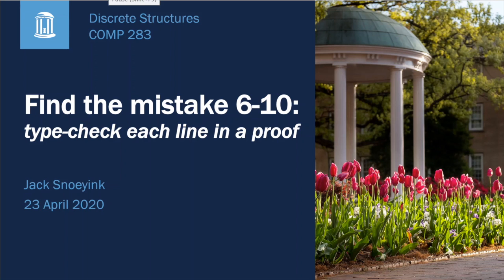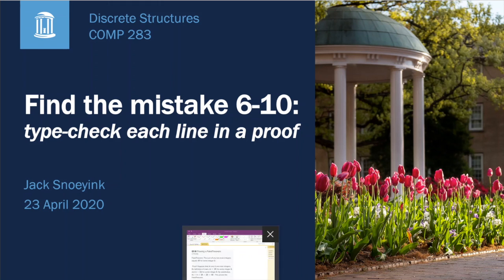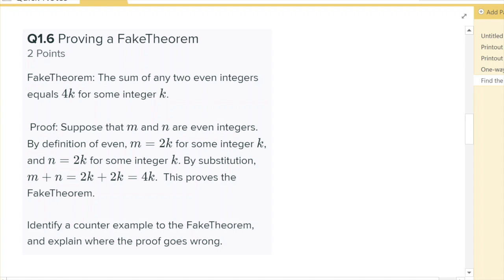We can find the mistake in proofs by checking with small examples and type checking every line in the proof. Let's prove a fake theorem: the sum of any two even integers equals 4k for some integer k. I don't think this is true.